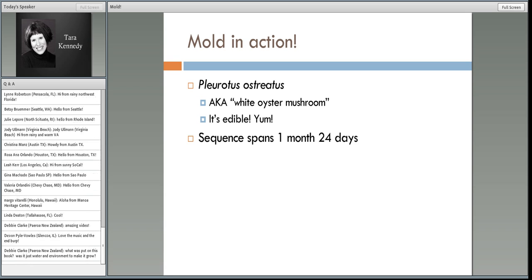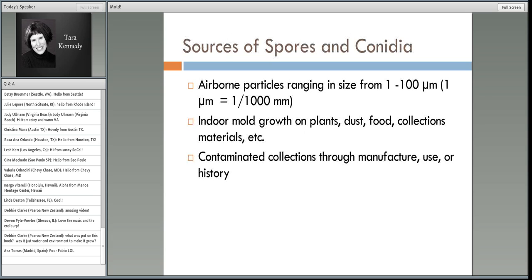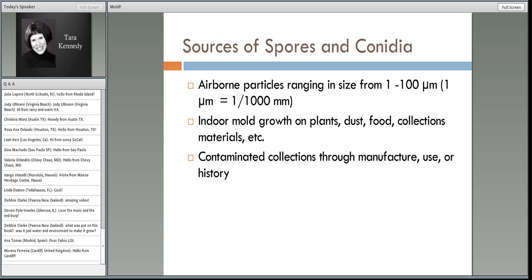Okay, so some other information about spores and conidia, mainly sources. A lot of them come from airborne particles, and they range in size from 1 to 100 micrometers, so they can be super, super tiny. In mold growth on plants, dust is where we get a lot of our spores and conidia from. Food, as you saw in the last slides, sometimes collection materials, and contaminated collections through manufacturing, use, or history.